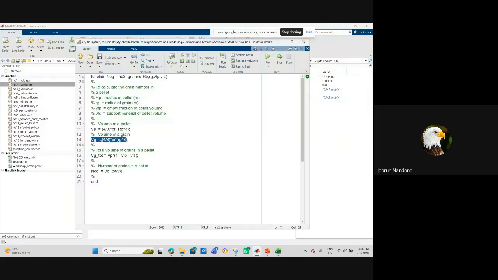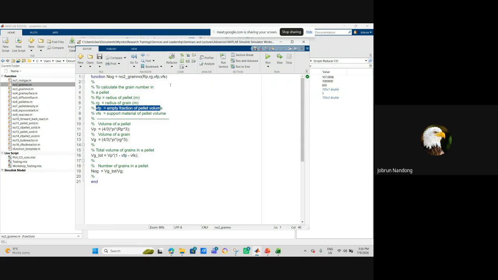So now what we need here, we need the volume of the pellet. Also, we need to calculate the volume of the grain. Based on that, we can actually calculate the number of grains, the number of grains inside one pellet. So again, what is this one? This is the voidage factor of the pellet. Everything needs to be written there so that we remember what it is.